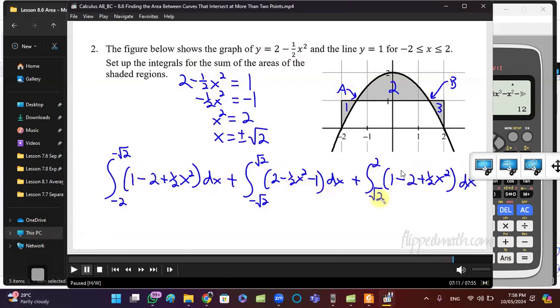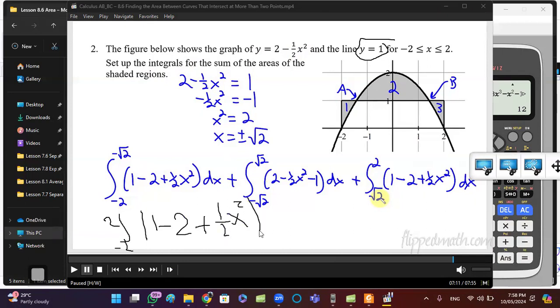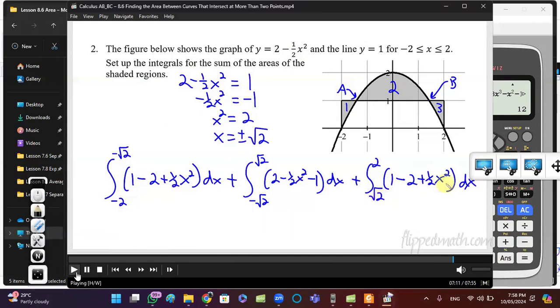And so who can tell me how I can set up these 3 as one integral only? How can I do it as one integral? Absolute value, negative 2 to 2, absolute value, f minus g. F here is y equal 1, 1 minus g, which is minus half x squared, dx. We get all these little numbers here, constants that combine. But this is the setup that you could then plug in a calculator to get the whole thing figured out.